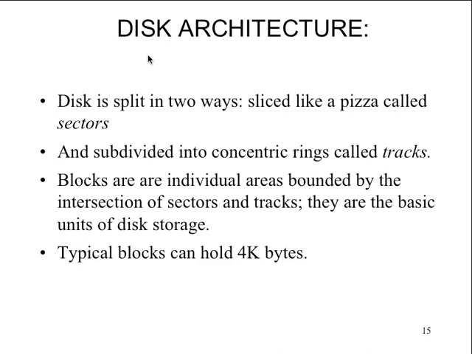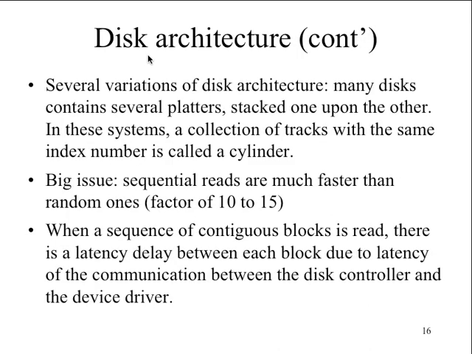But what we're doing is dividing things into rings and tracks, and we have blocks of data, and the blocks come in different sizes. What can the operating system do? It can work with those blocks. Several variations of this architecture exist. Many disks contain several platters, stacks, and things. A big issue is that sequential reading can be much faster than random reading, so the way we read the disk is important. You can read what's on the slide, but I'll summarize the concept of how the disk plays with the Unix operating system.